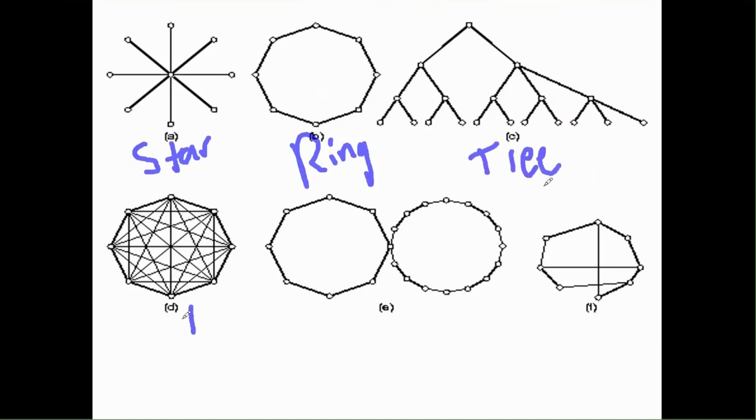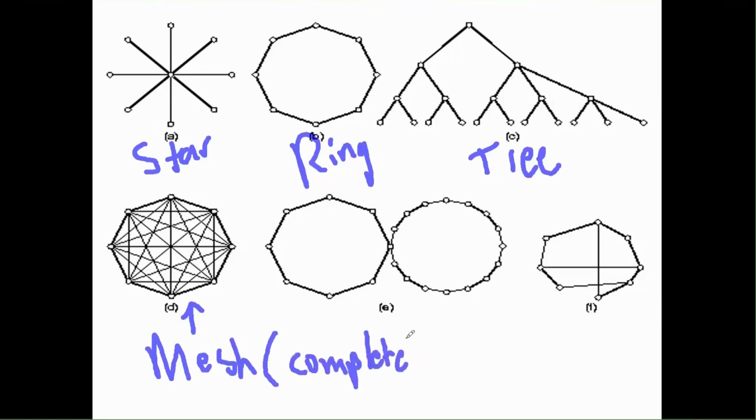This one, we didn't talk about this yet. This is where everybody's connected to everybody. Not the internet, not a WAN. It's a mesh topology. Everybody's connected to everybody. Or sometimes we call it a complete network. A mesh or a complete network.